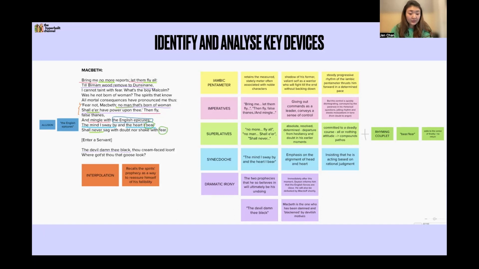And also there's the interesting use of synecdoche in the reference to the mind I sway by and the heart I bear, right? The mind and the heart as these bodily parts that stand in for Macbeth himself. And perhaps we can think of this emphasis on these specific body parts as an alignment of the head and heart. And so it's a reflection of Macbeth insisting that here he's acting based on rational judgment and not out of emotional rashness, right? But of course, that is dramatically ironic, because if anything, he is very much motivated by this sense of helplessness and desperation in this moment.